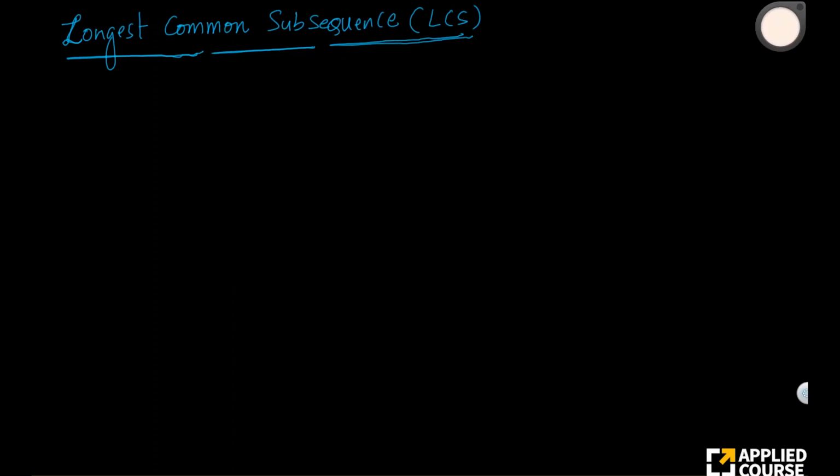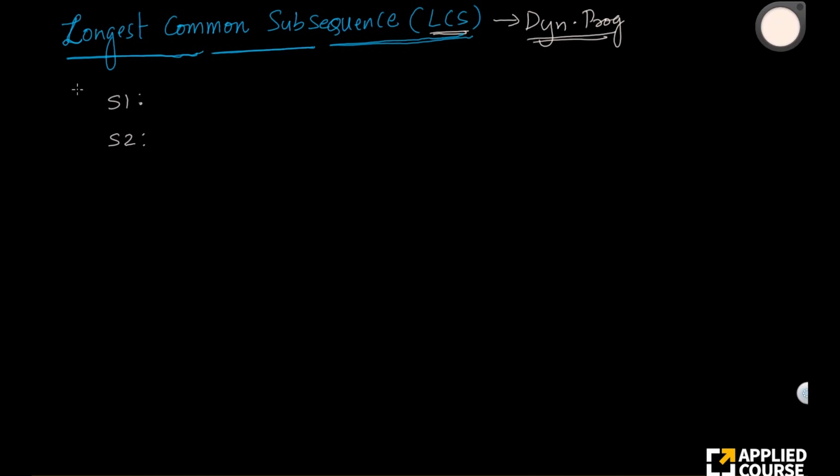So the next very important and interesting dynamic programming example is called longest common subsequence, or LCS. First let me explain what the problem is and then give you some examples. Imagine I have two strings. Let's call them S1 and S2.